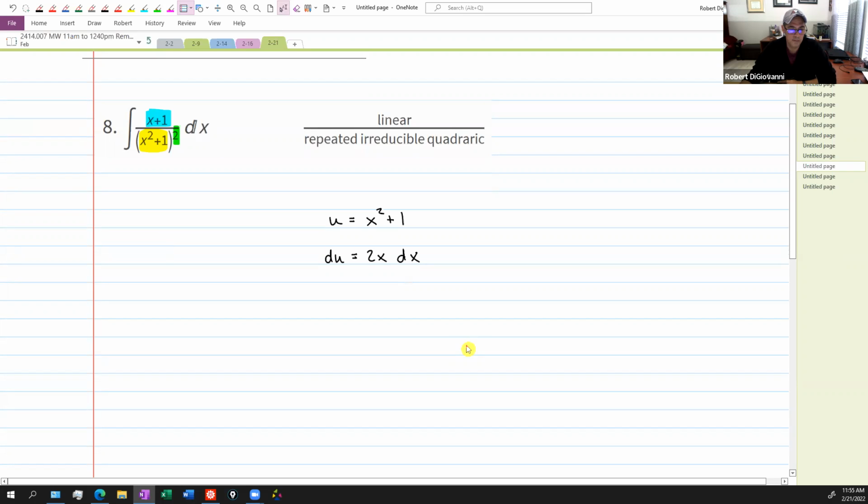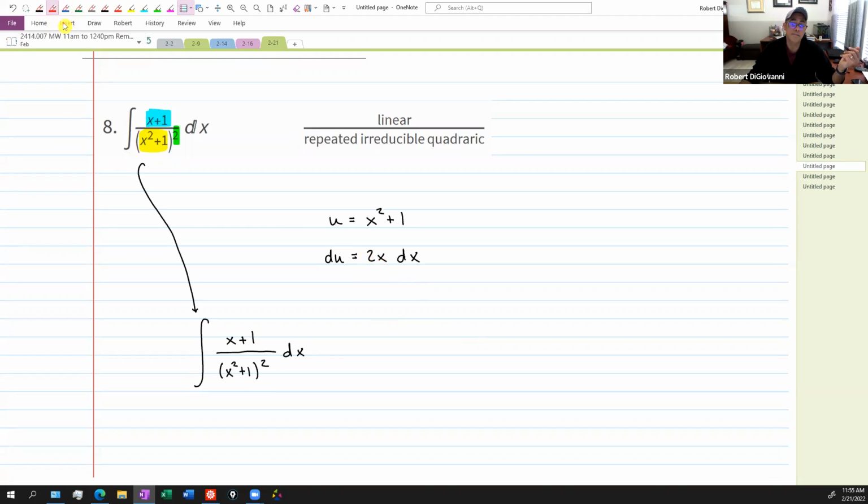I sure wish that the numerator was 2x, but it's not, right? It's x plus 1. Well, that's okay, because I'm going to make it 2x. I'm going to take this integral, x plus 1 over x squared plus 1 squared dx. I'm going to multiply top and bottom by what? 2/2.